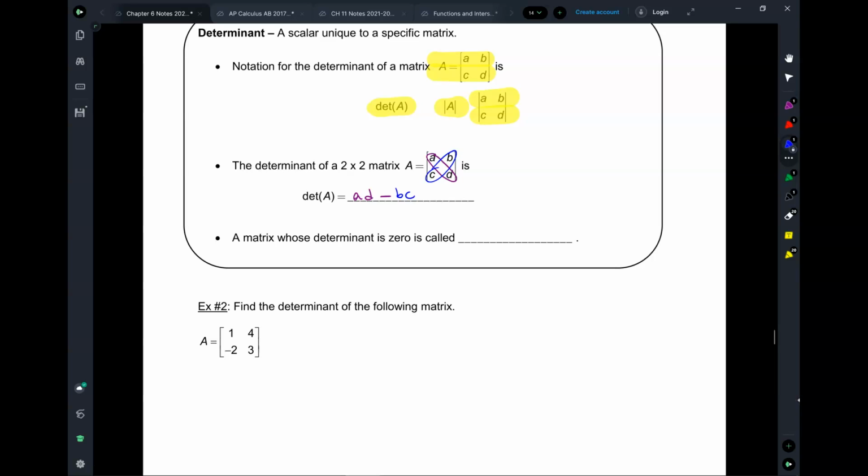Now, some trivia for you. A matrix whose determinant is 0 is called singular. It's a singular matrix. So if you're ever on Jeopardy and that comes up, you now know.